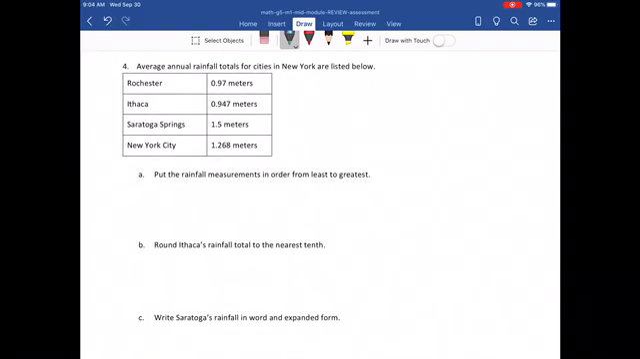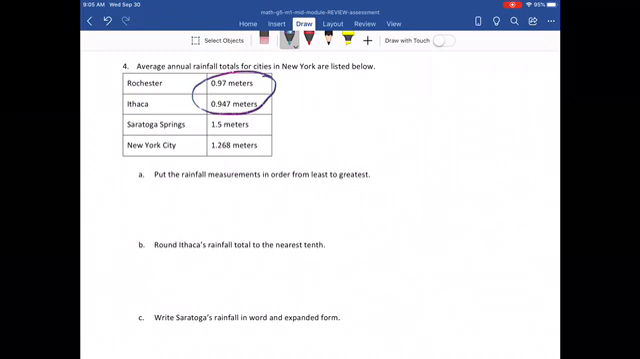Average annual rainfall totals for cities in New York are listed below. We are going to put the rainfall measurements in order from least to greatest. Remember, when you order from least to greatest, we have to compare place values. So I always look from left to right, so from biggest place values to smallest place values. So I can look and say, well, I have 2 cities that have 1s in their place value and 2 cities that have 0s. So I know these 2 are smaller than the other 2 because they have 0s in their 1s place.